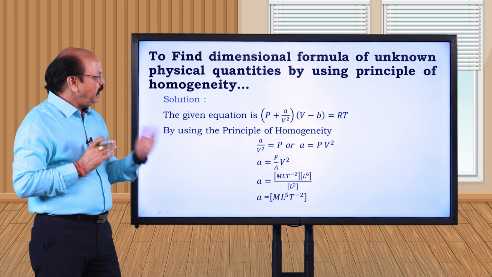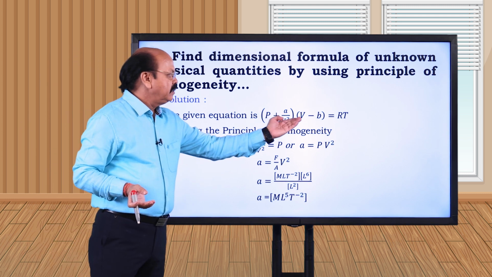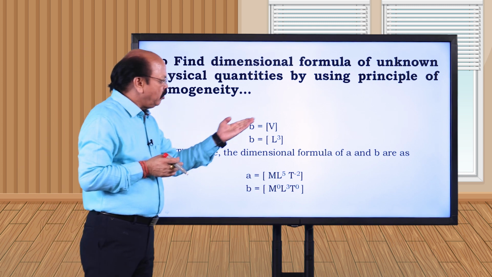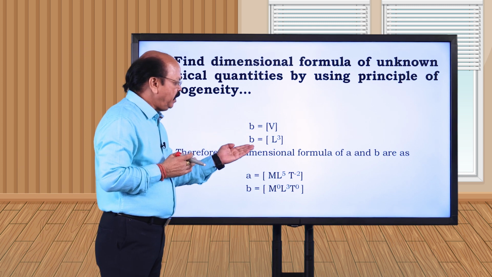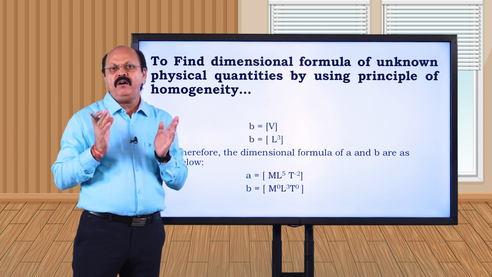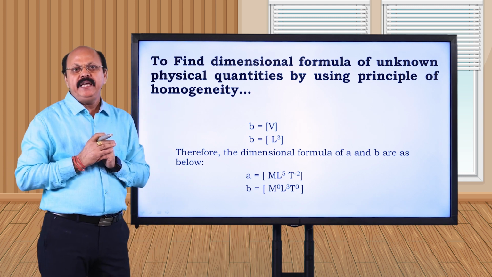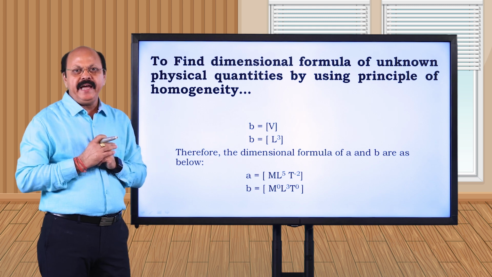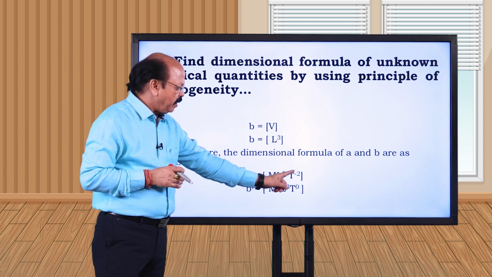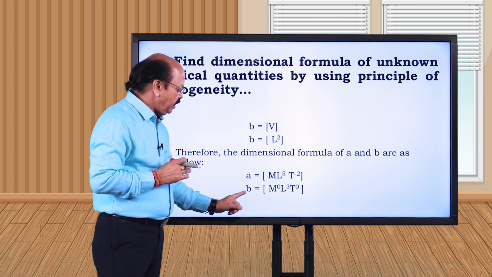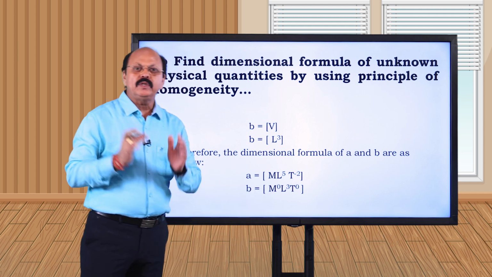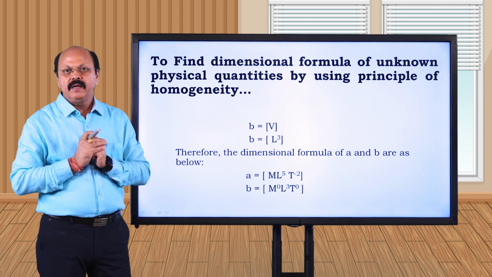Similarly, we can find the dimensional formula for b. So, b equals volume, then b equals L^3. Therefore, the dimensional formulas of the unknown physical quantities a and b can be written as a equals [M L^5 T^-2]. Similarly, b equals [M^0 L^3 T^0], both in square brackets.